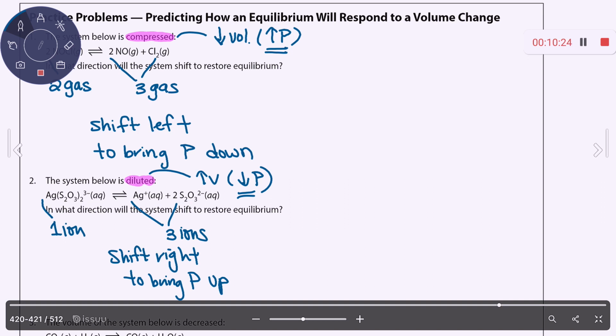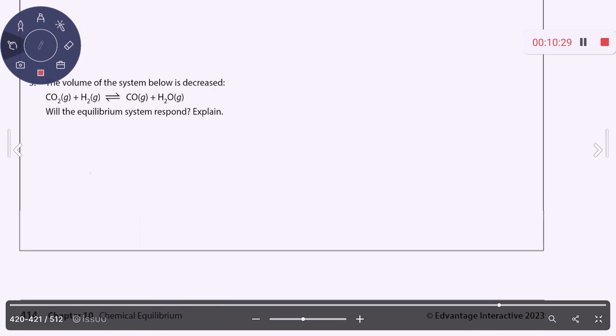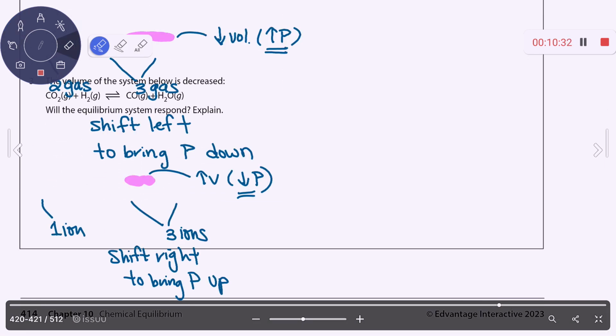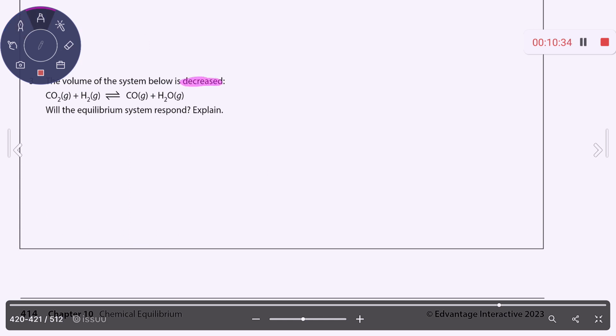Okay. Number 3. All right, the volume is decreased. Okay. Will the equilibrium system respond? Well, let's see. We've got 2 gases on the reactant side and 2 gases on the product side. Anything going to happen? No, nothing will be observed because we can't shift to one side or the other because we have the same number of particles on each side. Okay, I can't relieve anything. Okay, we good with this? Let's go to the next page.